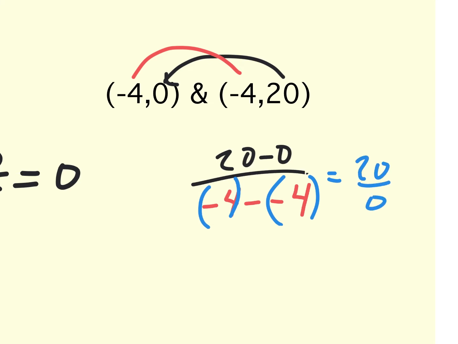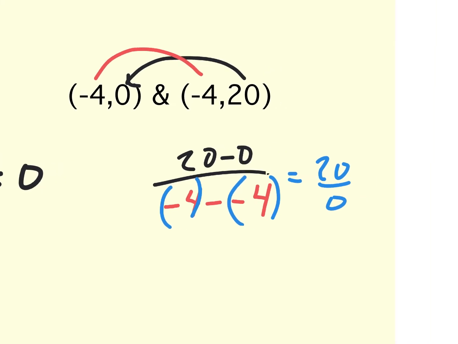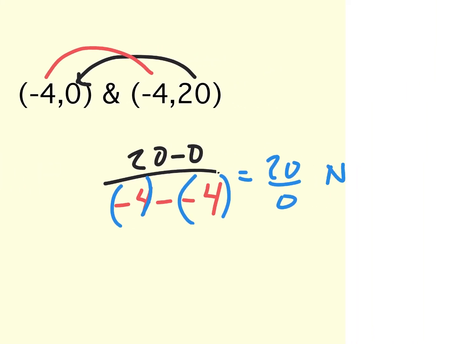I just talked about that. What is that? Is that 0? No, that is not 0. What is that? 20? It's not 20 either. I like DNE. Do you know what that stands for? Does not exist. That's one of the fastest ways to write that.